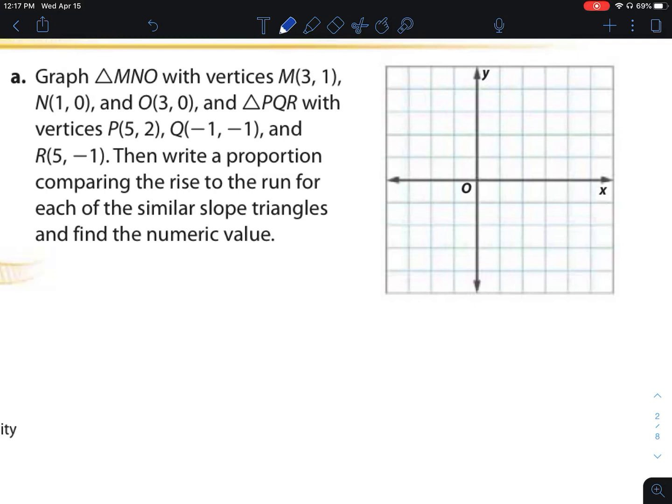So the vertices of triangle MNO are 3, 1. So 1, 1, 2, 3, 1. This is point M. Point N is 1, 0.